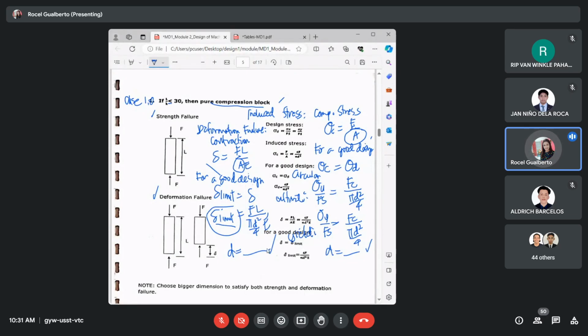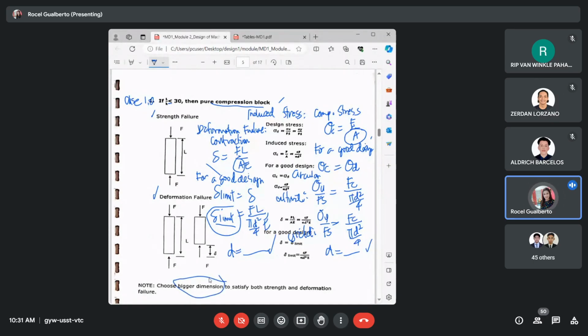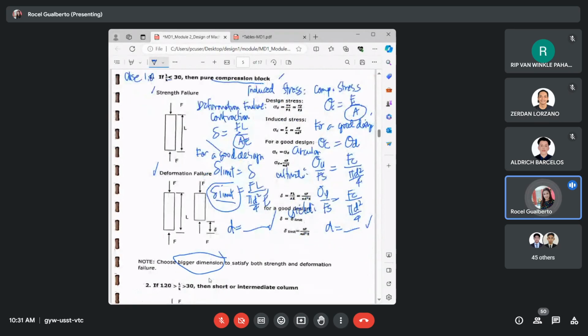Okay? Alin po sa dalawa ang gagamitin? Dalawa po yung naging sagot natin. Yung mas mataas po, yung mas malaki po. Okay, correct. Kaya po lagi din may note: choose whichever is bigger, to satisfy both strength and deformation failure. Okay, yun po ay kung parehas po na present yung dalawa.